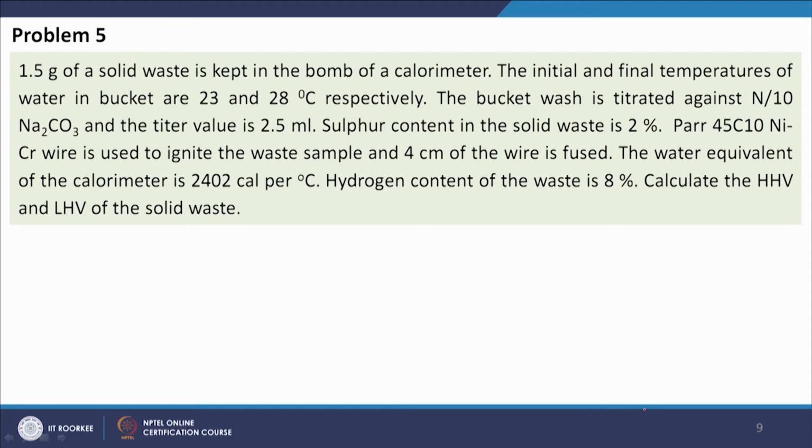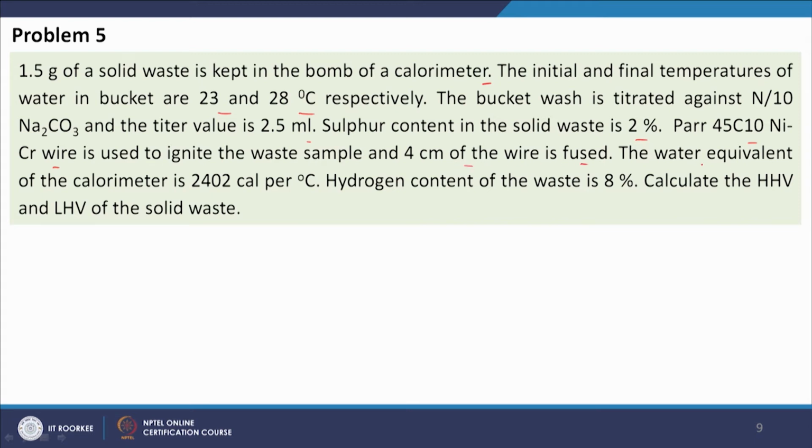Problem number 5, statement is 1.5 gram of a solid waste is kept in the bomb of a calorimeter. The initial and final temperatures of water in bucket are 23 and 28 degree centigrade respectively. The bomb washings are titrated against N by 10 Na2CO3 and the titer value is 2.9 ml. Sulfur content in the solid waste is 2%. Per 45 C10 NiCr wire is used to ignite the waste sample and 4 centimeter of the wire is fused.